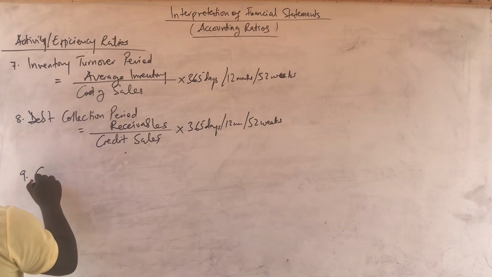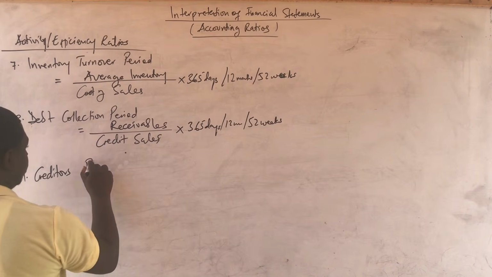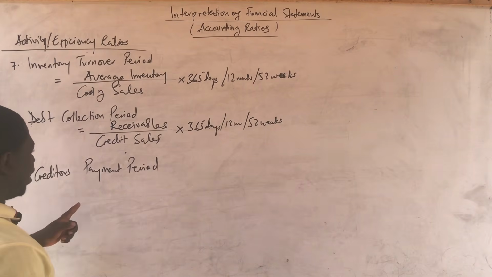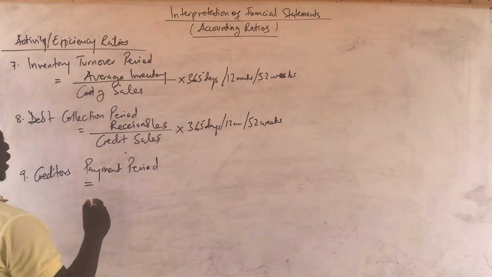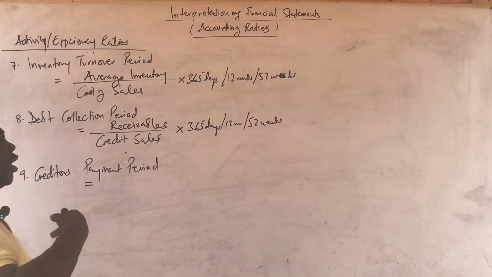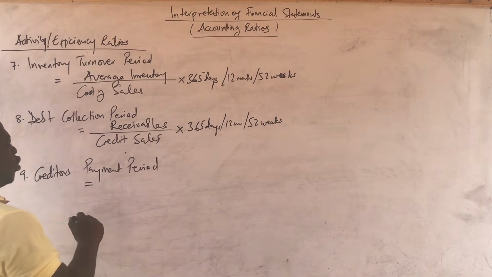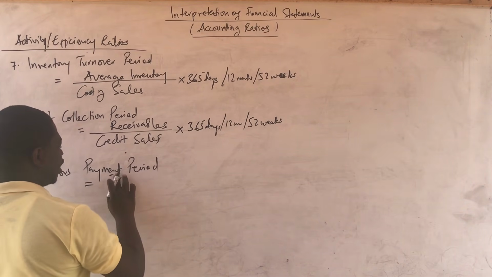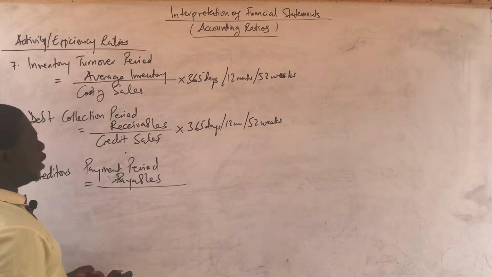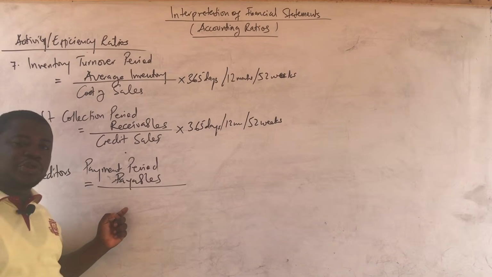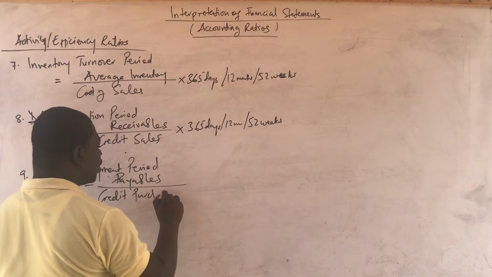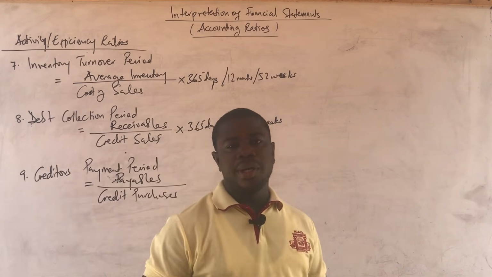Then finally we have the creditors payment period. Just like the debtors collection period, where we are collecting our money from debtors, over here we are rather paying to creditors. So that one is going to be trade payables instead of receivables. We are going to have payables over. Now, if this place was credit sales, then this place is supposed to be what? Credit purchases. Because it is credit purchases that bring about trade payables when we buy on credit.